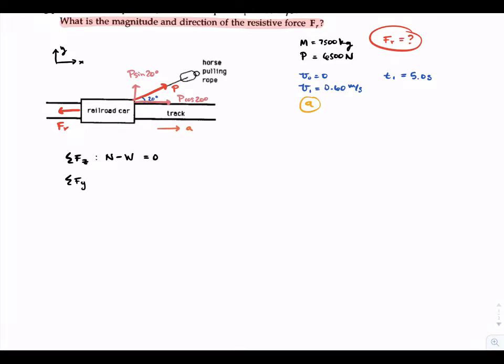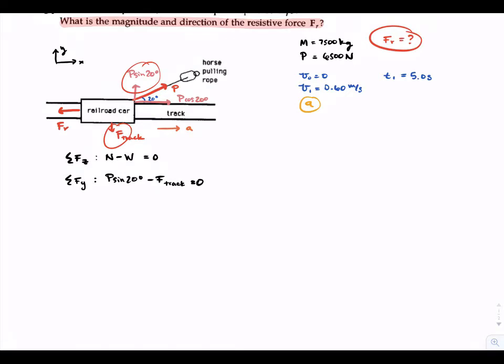So the forces in the y direction: well, that's this, P sine 20 degrees, but there should also be another force that points down that we're not really recognizing. And where does that force come from? Well, this is force from the track, because the railroad car can't go in this direction, so there's force from the track that keeps it trapped on the track. So this minus F track should also equal 0.